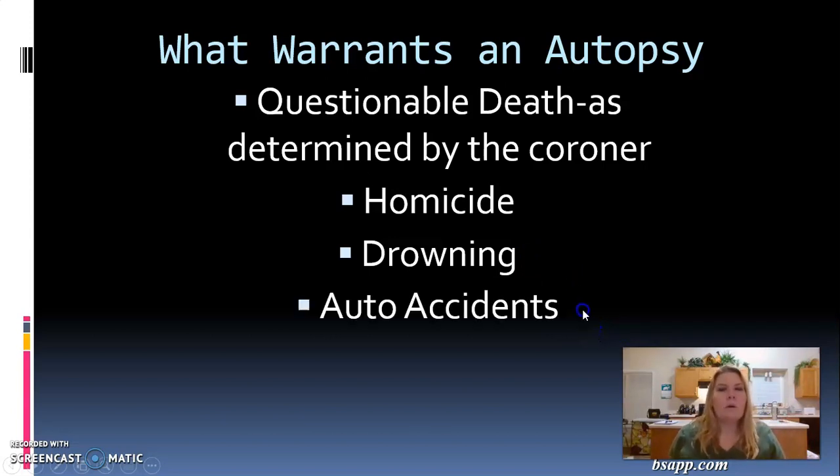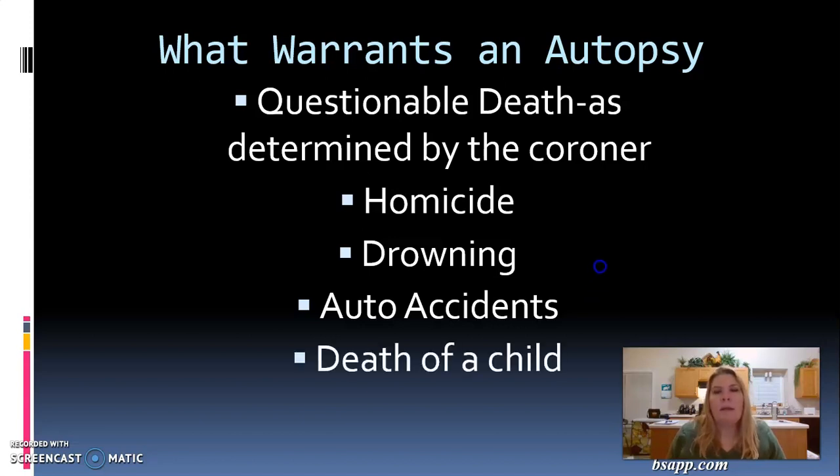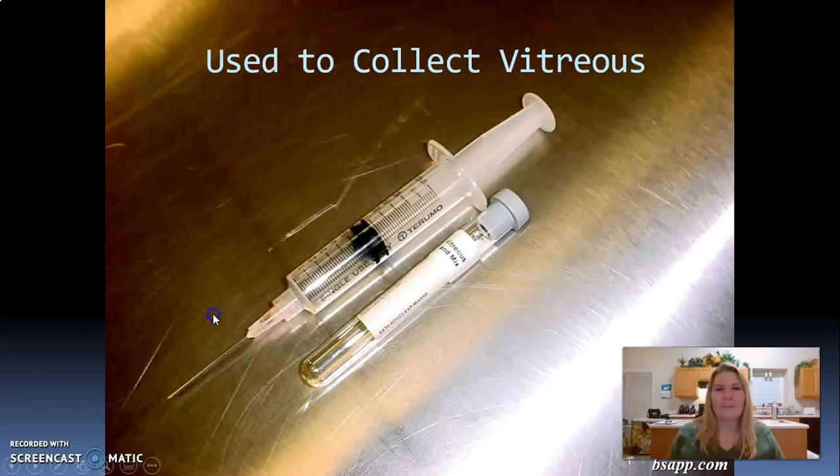We're not sure. Auto accidents, most of the time are going to trigger an autopsy as well, just to make sure that the person that maybe caused the accident, were they drunk? Did they have a medical problem? Or did they just not pay attention, right? And then any death of a child. So again, I will tell you to go ahead and investigate Douglas County recently as well, dealing with deaths of children and our lovely coroner.